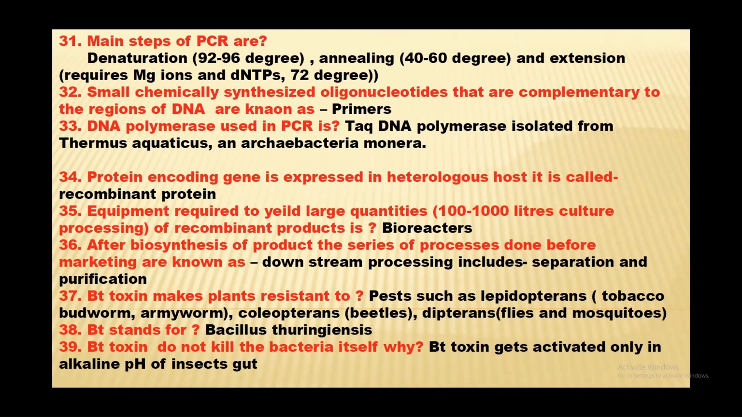Here certain steps are given. Try to understand. The first step is denaturation, carried out at 92 to 96 degrees Celsius. It is followed by annealing, carried out at 40 to 60 degrees Celsius, and extension, which requires magnesium ions and dNTPs. It is carried out at 72 degrees Celsius. So these are the steps involved in PCR, polymerase chain reaction.